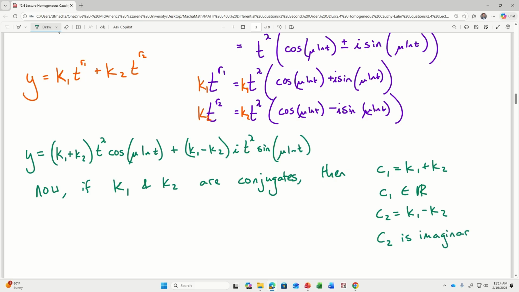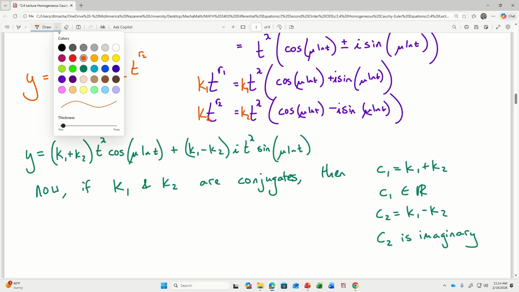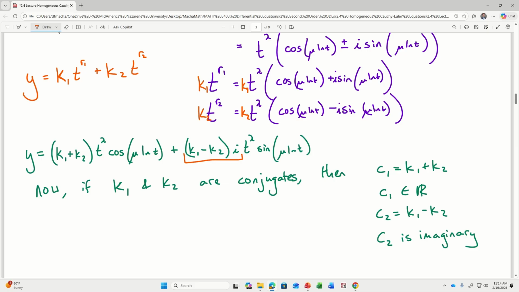Well, that's good because what I have here, what I'm about to underline, the k1 minus k2 times i, that would be c2 times i. And if I have an imaginary number times i, that would also make a real number. So to fix this, what I could do is define C2 as k1 minus k2 times i, and now C2 is a real number.